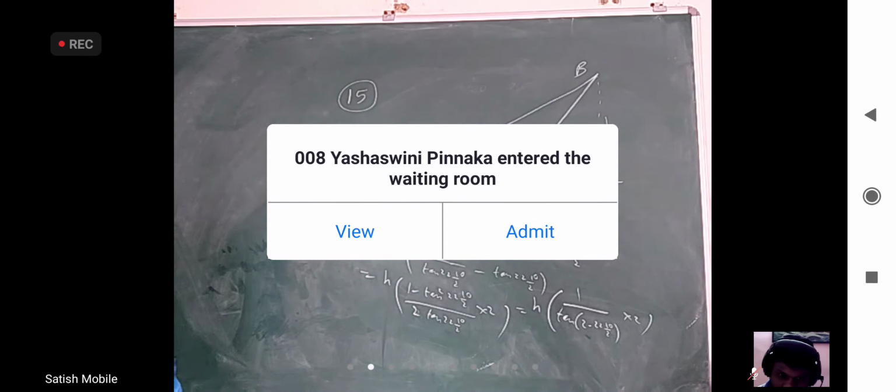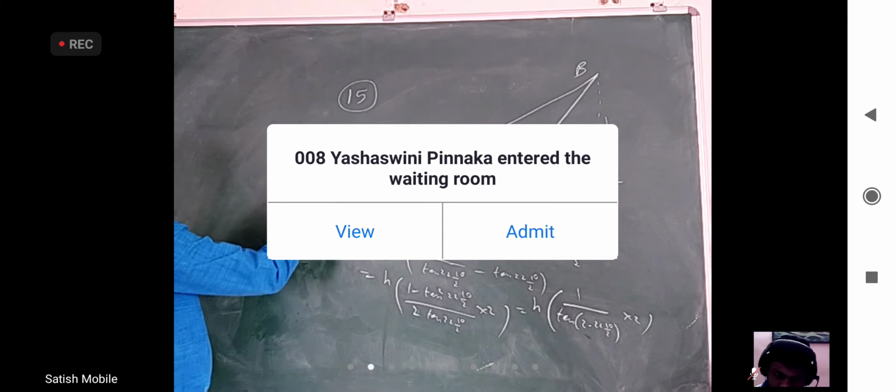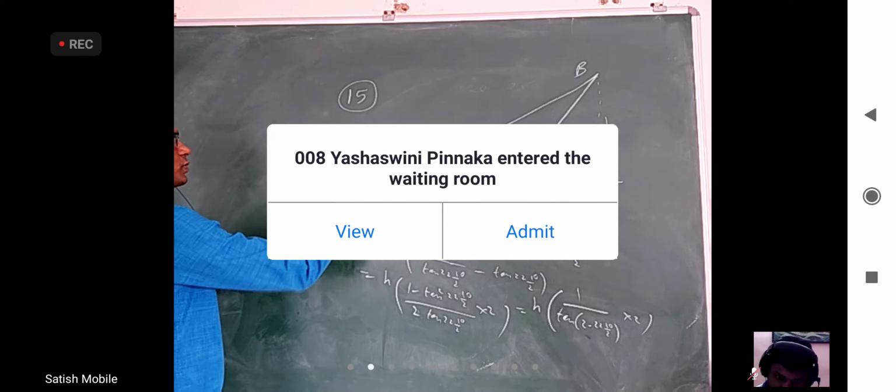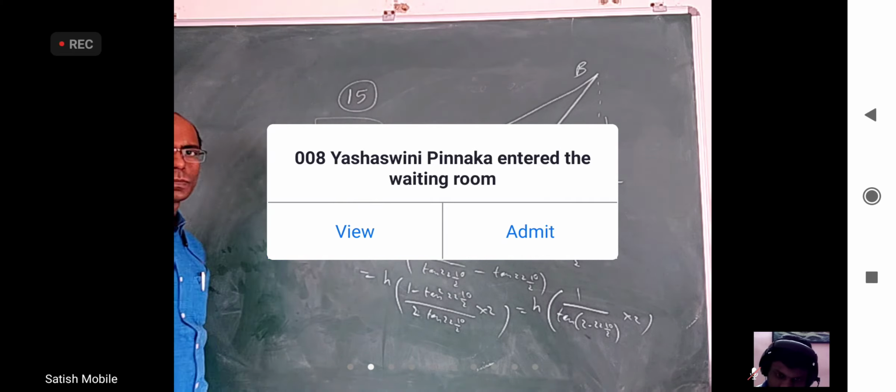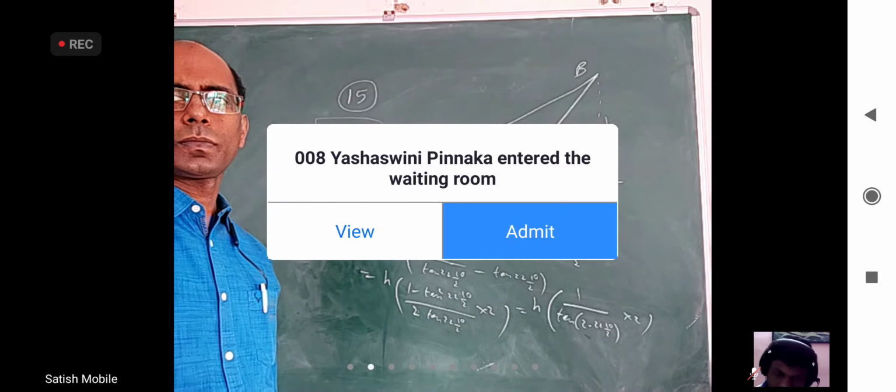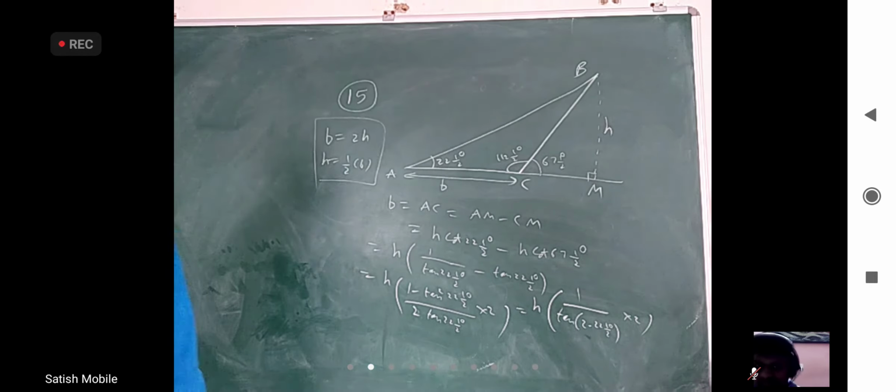They wanted, what is the height? Height is half of the base. Is it alright, 15?